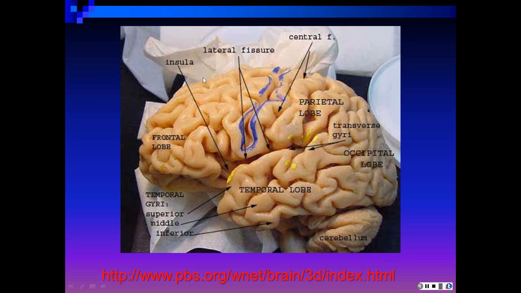There's a real brain. I just want to point out, here's the central sulcus. So this would be the primary sensory cortex, and this would be the primary motor cortex here. It doesn't look as perfect as it does on the model or in the pictures. It's real. The lateral fissure, temporal lobe, cerebellum, etc.